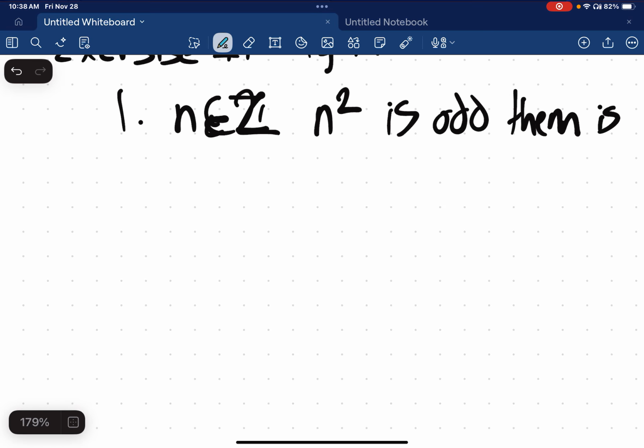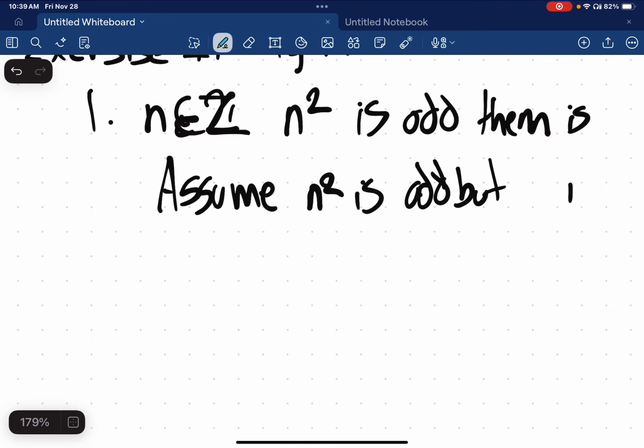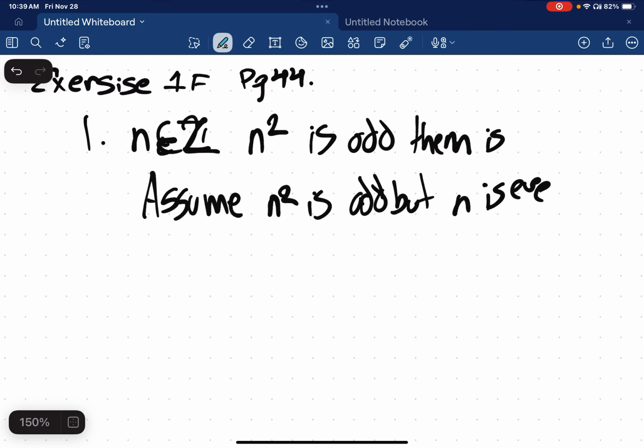For this proof, we're going to use proof by contradiction. So we're going to assume the opposite of this. It's the first step. Assume that n squared is odd, but n is even. We're going to assume that.